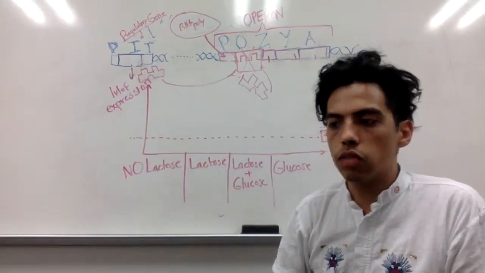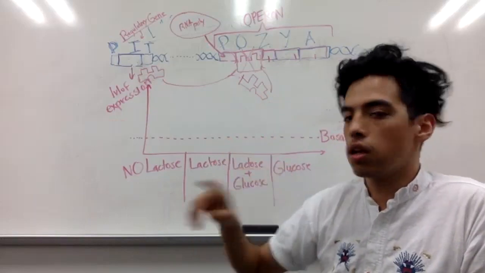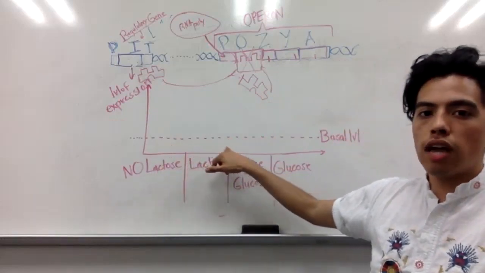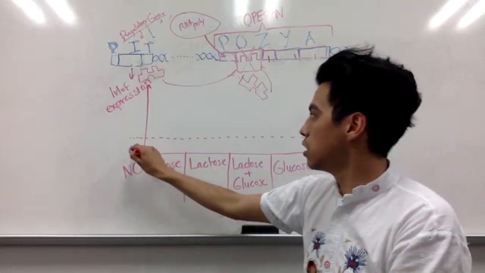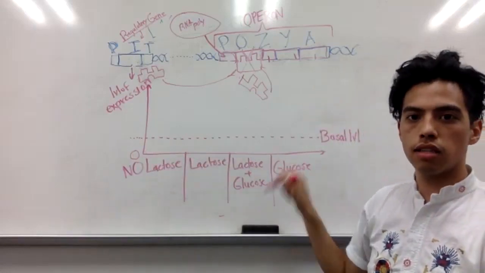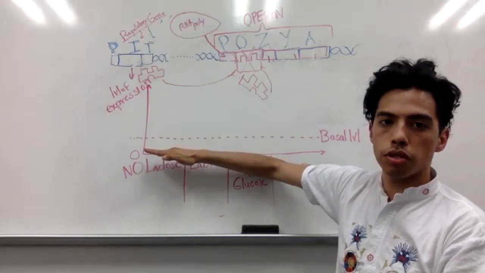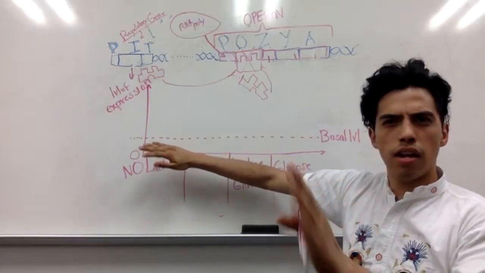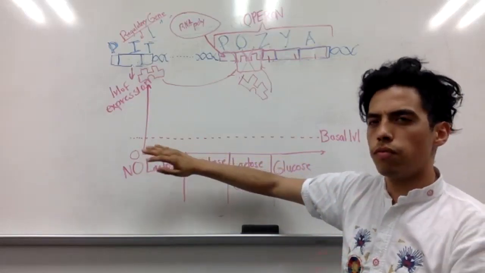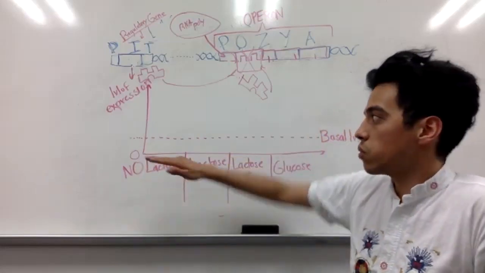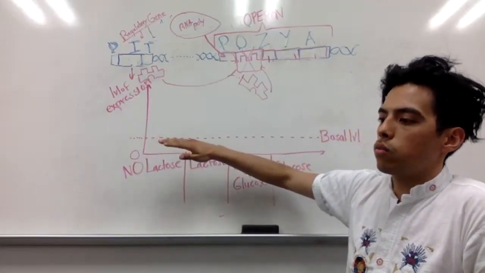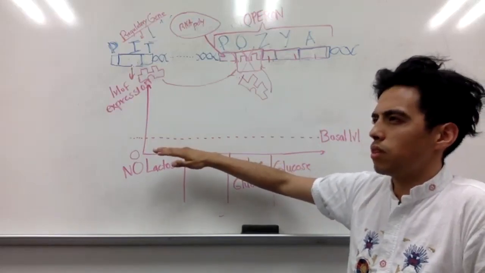And that's what we call basal level expression, which is this right here, where it's not really no transcription, right? So this, the x-axis, would be zero transcription. That never happens. It's like absolute zero, absolutely no transcription, which isn't what happens. Does that make sense?